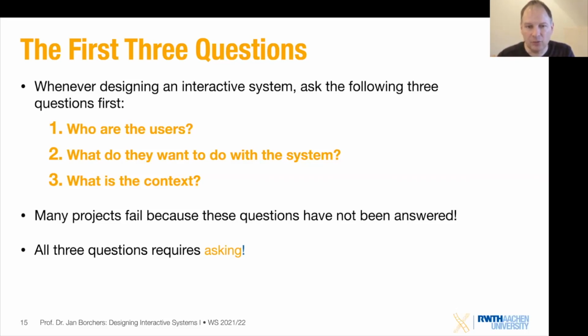But these are almost magical questions. If you nail these 3 questions, most of the difficult part of your project is actually done, right? This is the really hard part to get right.